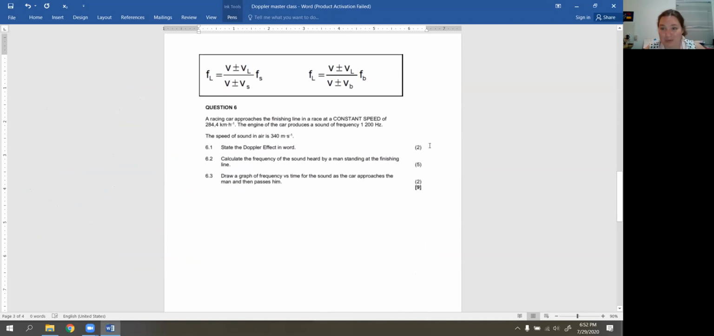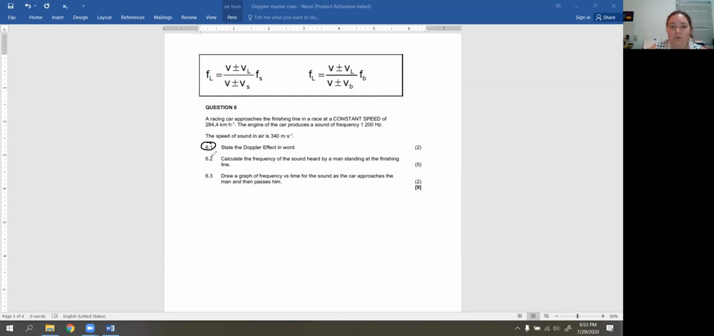Okay, I'm going to make you repeat the same questions again because it's so important with the Doppler effect that we do know our definition. So this question here says a racing car approaches the finishing line in a race at a constant speed of that value. The engine of the car produces sound of frequency 1,200 hertz, and the speed of sound in air is 340 meters per second. You are asked firstly to state the Doppler effect in words. I'm going to ask you to humor me and write it down, even if you've written it down earlier on the page. Turn over to a new page, do it again.